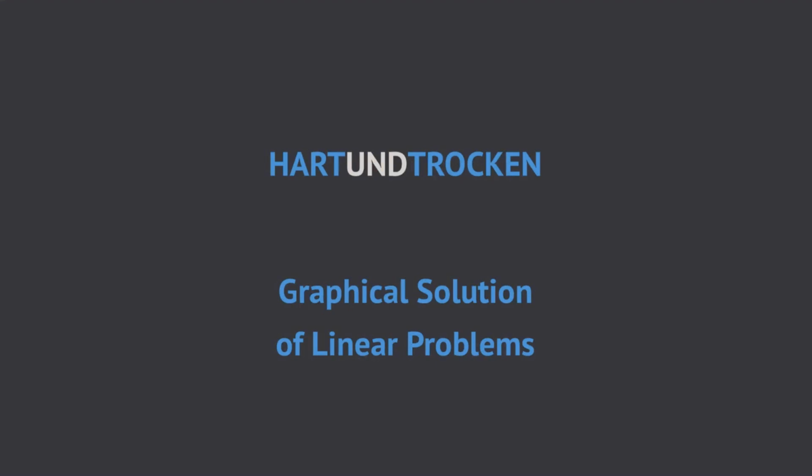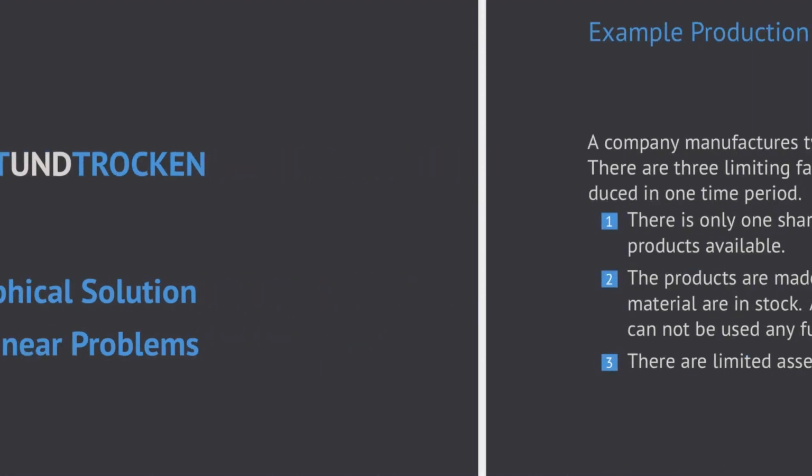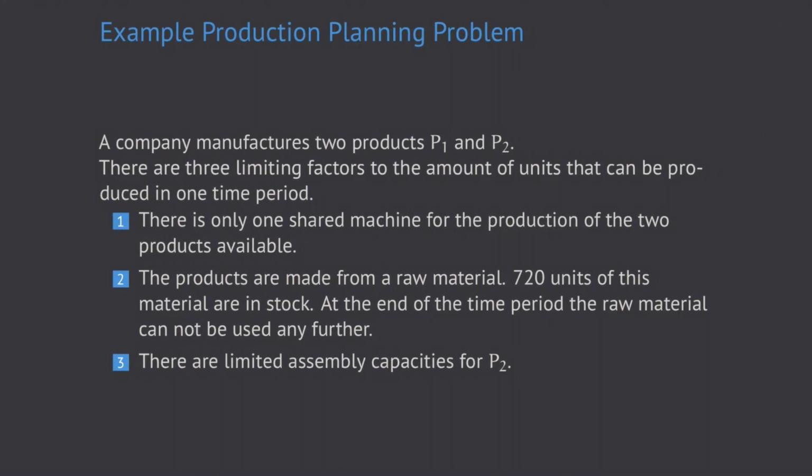Welcome. I'm going to talk about the graphical solution of linear problems. As an example, we have a company which manufactures two products called P1 and P2. Now, there are three limiting factors that have to be considered.